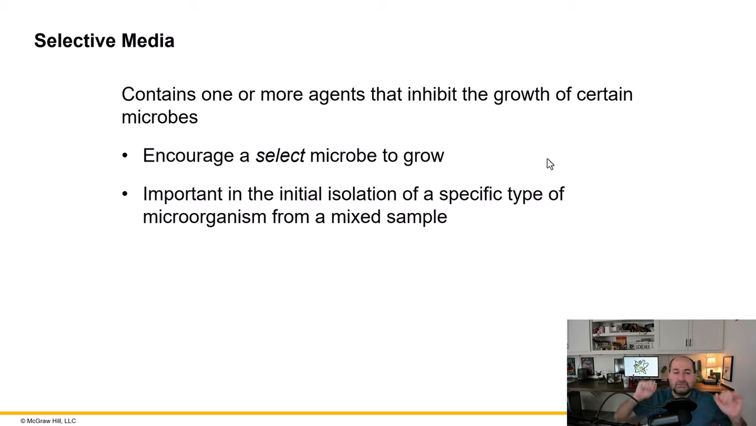In fact, isolation is the whole purpose behind the streak plate method. This is a type of inoculation that results in isolated colonies, and we're going to learn about this in the lab. But essentially, you take a small droplet of culture, a tiny bit of your mixed sample, and you spread it on the surface of the medium with an inoculating loop.